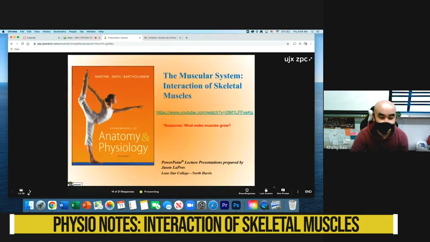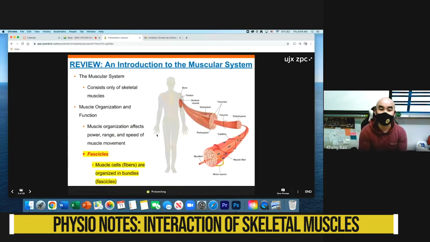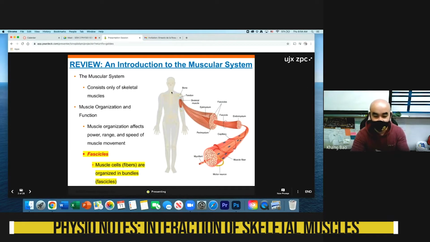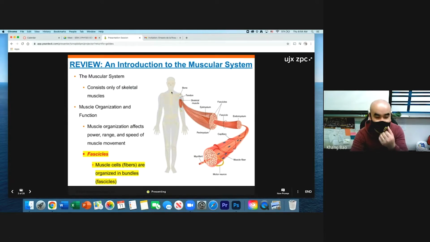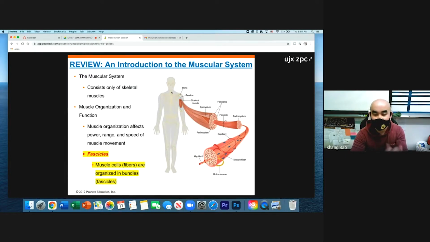Let's move on. All right, just a review, okay? Before we move on, introduction to the muscular system, right? We talk about the muscular system, we have 3 types of muscle, right? We have skeletal muscle, cardiac, and smooth. And hopefully by now you know the difference between the 3.